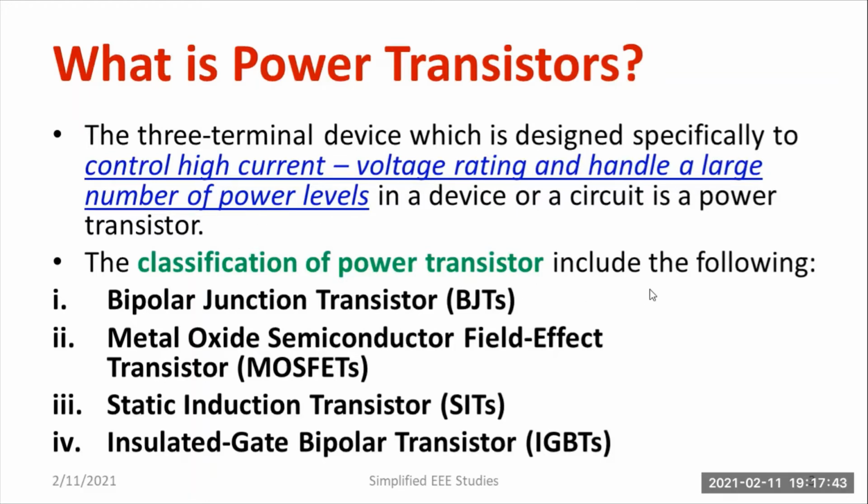Power transistors can be classified in various ways. It is given below: bipolar junction transistors, which you can call power BJTs, then metal oxide semiconductor field effect transistors, called power MOSFETs, then insulated gate bipolar transistors, called IGBTs, and one more new type of power transistor, called static induction transistors, SITs. So these are the basic classifications of power transistors. They can handle high current, high voltage, and high power. However, we can say that they are mainly suitable for medium voltage applications.